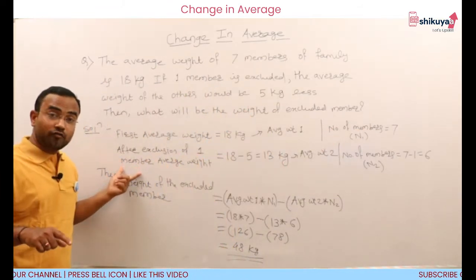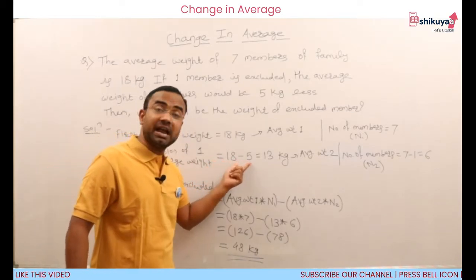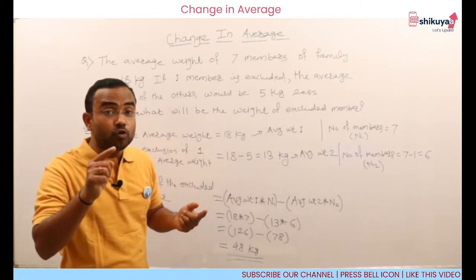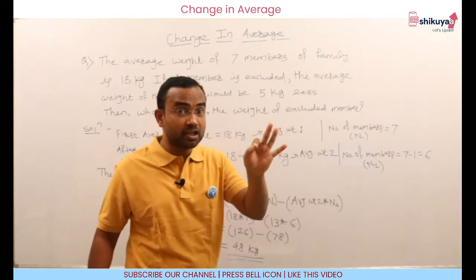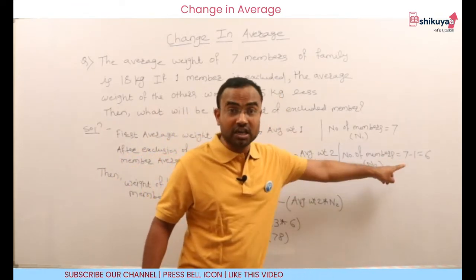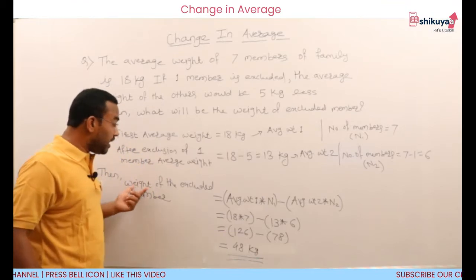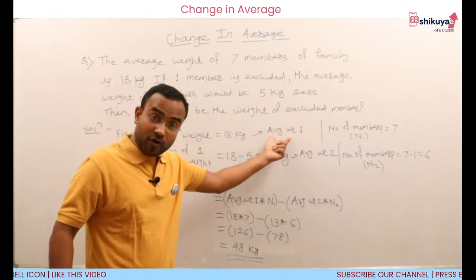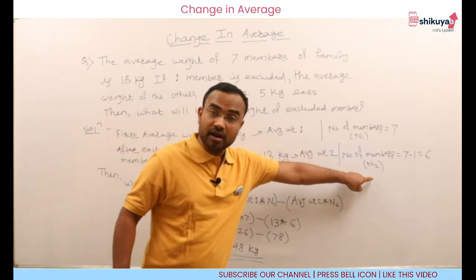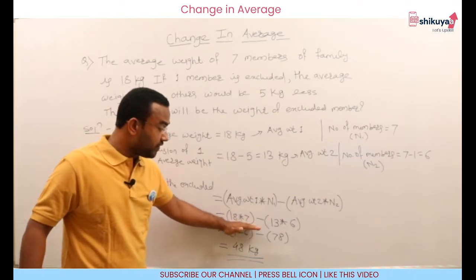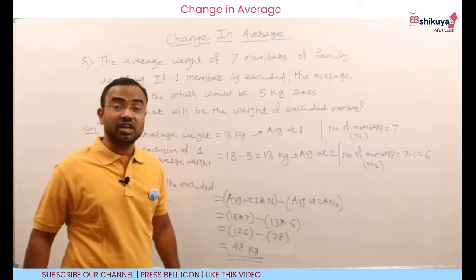After exclusion of one member, the average weight will be 5 kg less. That means 18 minus 5 equals 13 kg, so average weight 2 will be 13 kg. The number of members at that time: we have excluded one member already, so 7 minus 1 equals 6, so the value of N2 is 6. Then how to calculate the weight of the excluded member? There is a formula. The weight of the excluded member equals average weight 1 into N1 minus average weight 2 into N2. So 18 into 7 minus 13 into 6 equals 126 minus 78, and the answer is 48.